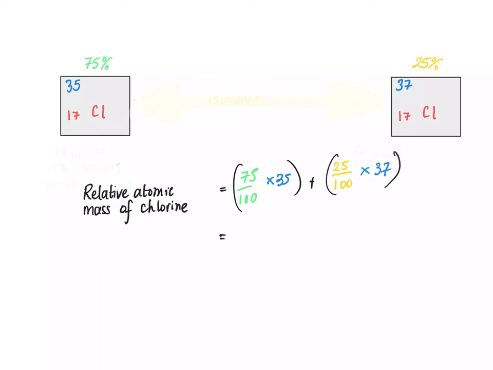And if you put that in the calculator, the number that comes out is 35.5. This means the relative atomic mass, i.e. the average mass of chlorine, is 35.5.